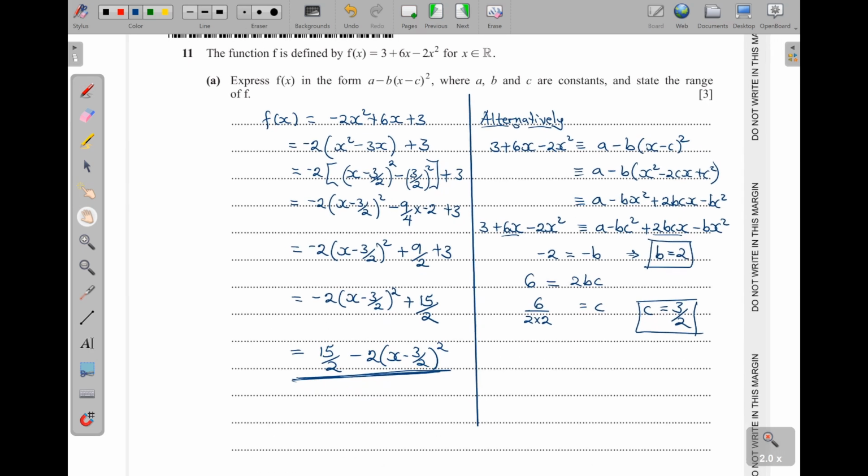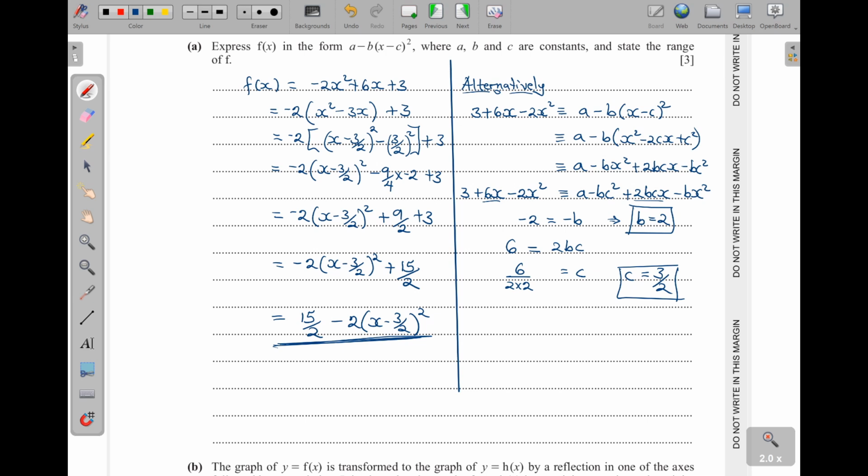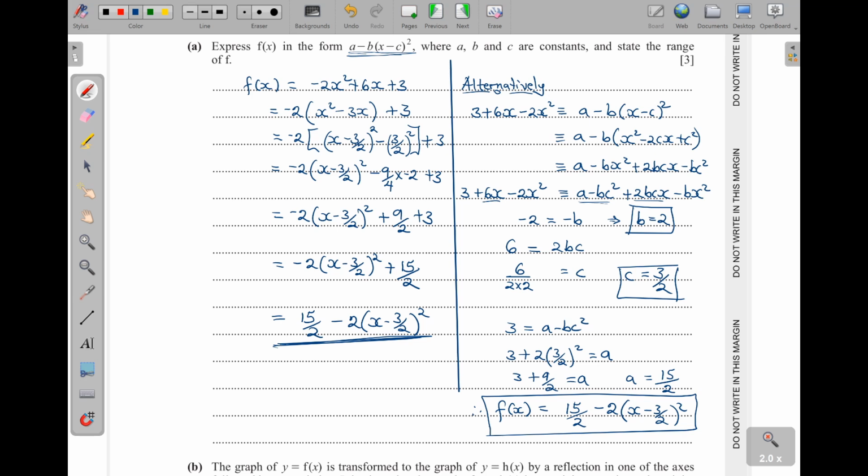What is remaining is a. We find a from the constant part. So 3 is equal to a minus bc squared. So a is 3 plus, now the b is 2 and the c is 3/2 squared, so 9/4 times 2 gives 9/2. So your a is going to be 15/2. Now you can substitute in the values: f of x equals 15/2 minus 2 into x minus 3/2, squared. So this will be your answer. Either way, you get it.